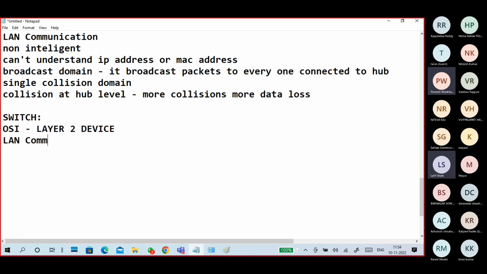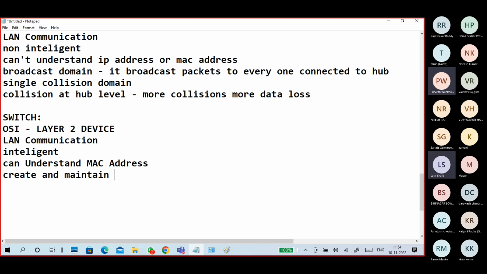Used for LAN communication. Intelligent and understands MAC address, creates and maintains a MAC table.